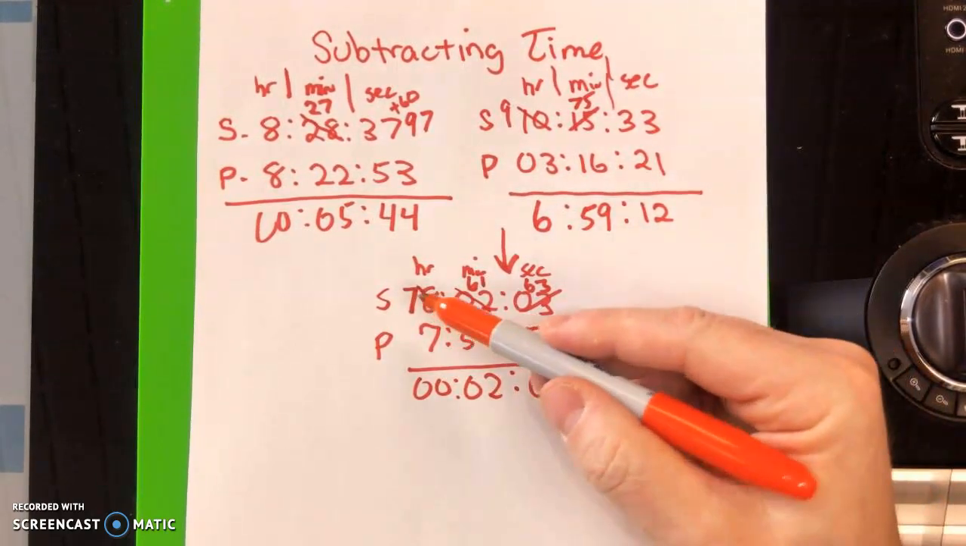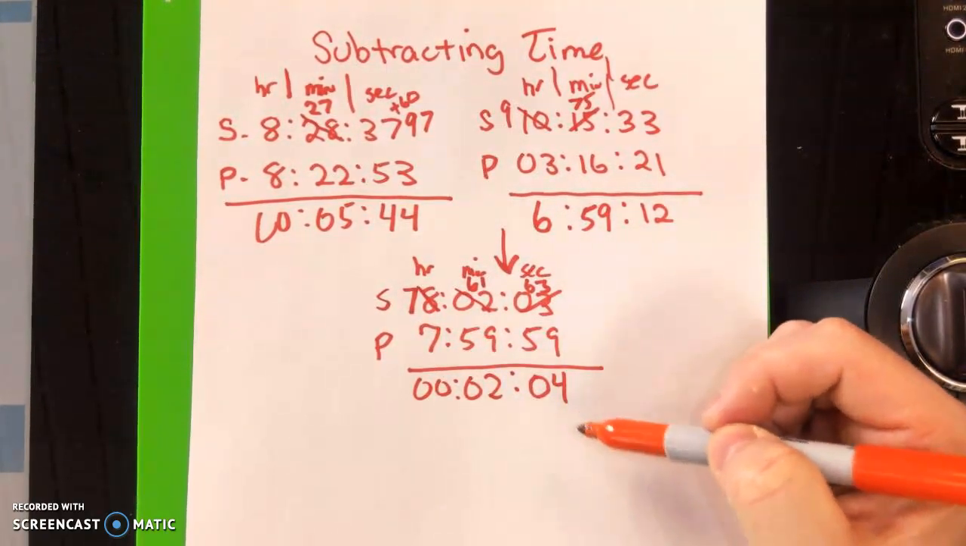So our time difference between the S wave and the P wave is going to be 2 minutes and 4 seconds.